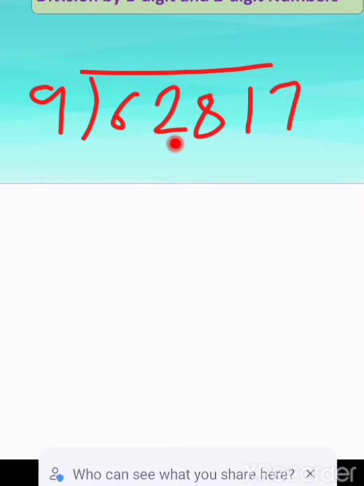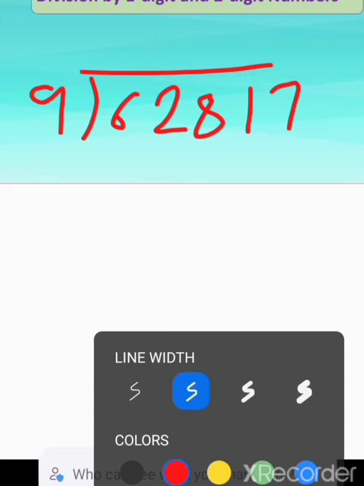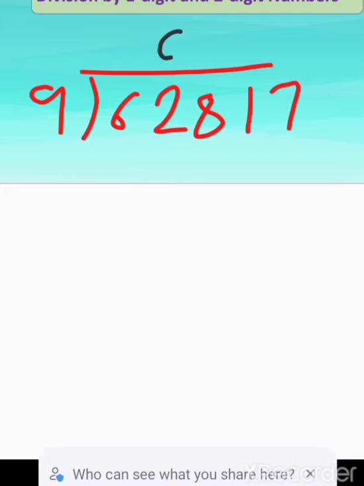One more thing students which you have to keep in mind: suppose when you are dividing 62 by 9, 9 8s are 72, which is more than 62, so I will go lower. 9 7s are 63, which is again more than 62, so I'll go for 6s. 9 6s are 54. This 6 you will write above 2, not above 6. Why? Because my number is the whole 62.